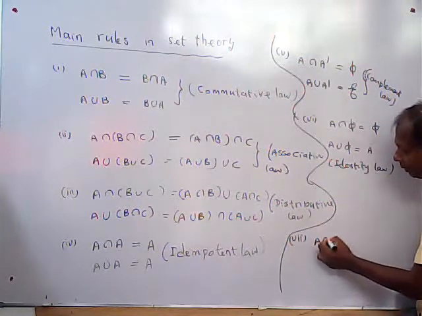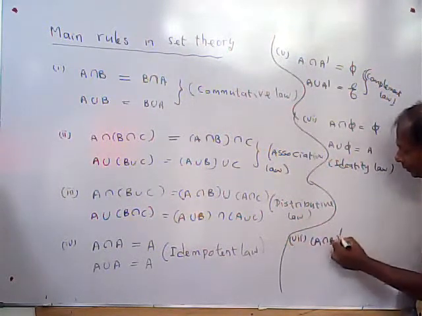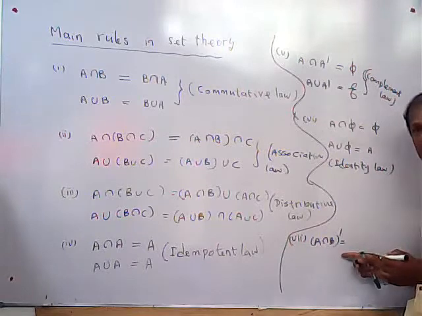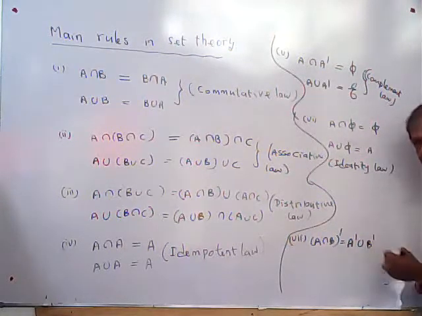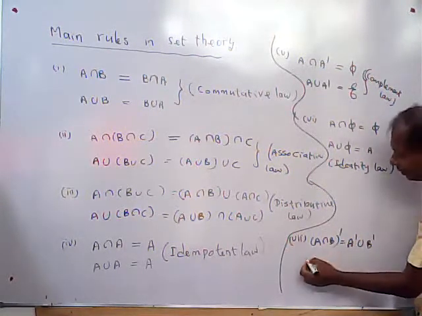And finally, number 7, A intersection B dash. A intersection B dash is equal to A dash union B dash. And the other side, A union.